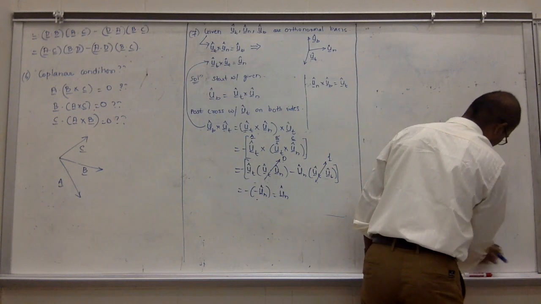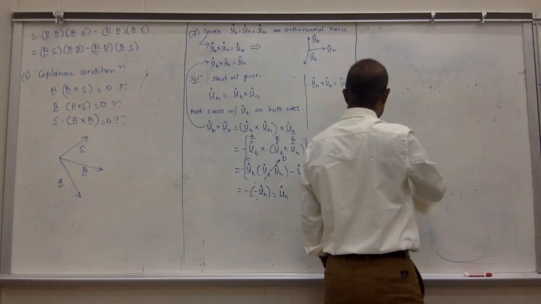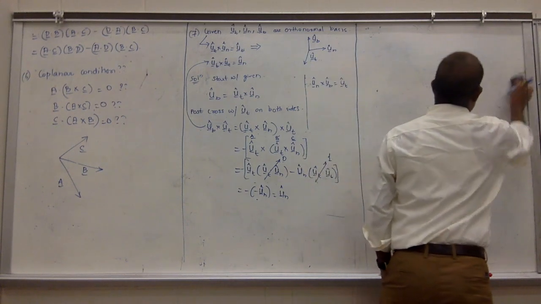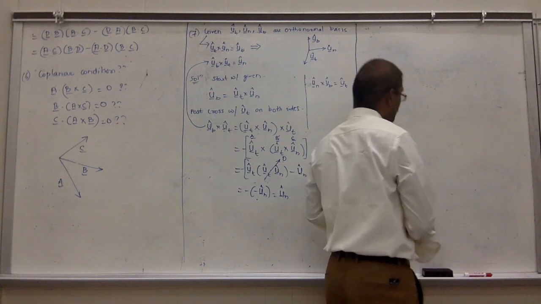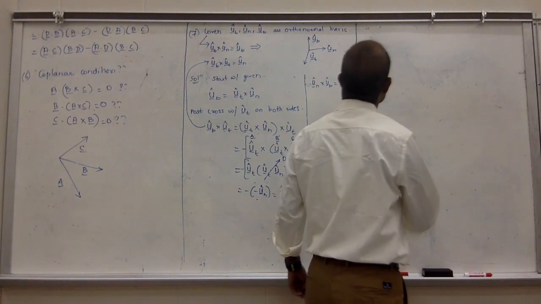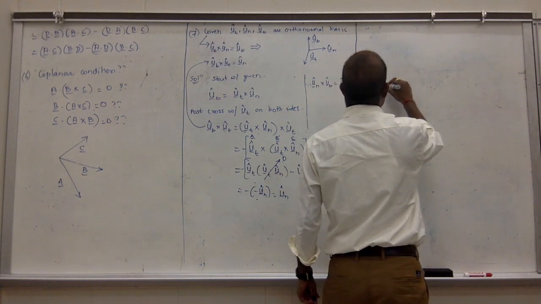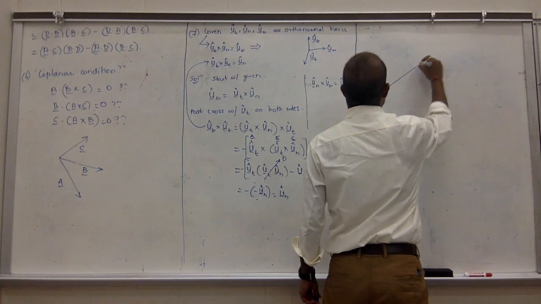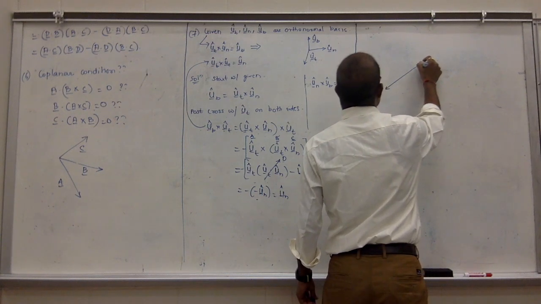So let's look at the projection. Let's look at the projection problem. What does it say? You have three vectors, right? You have A and you have B.